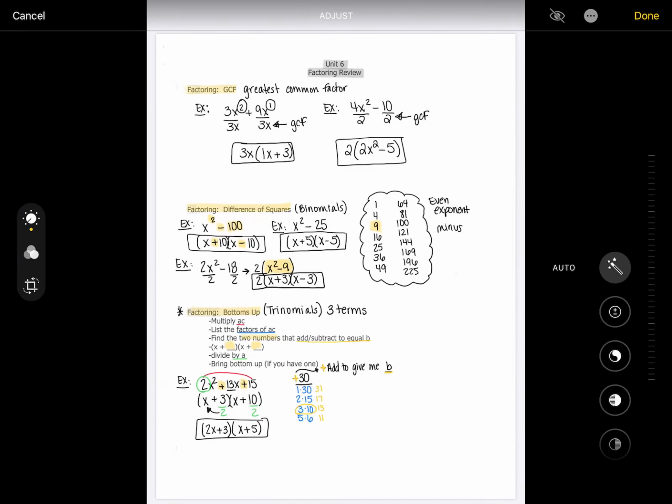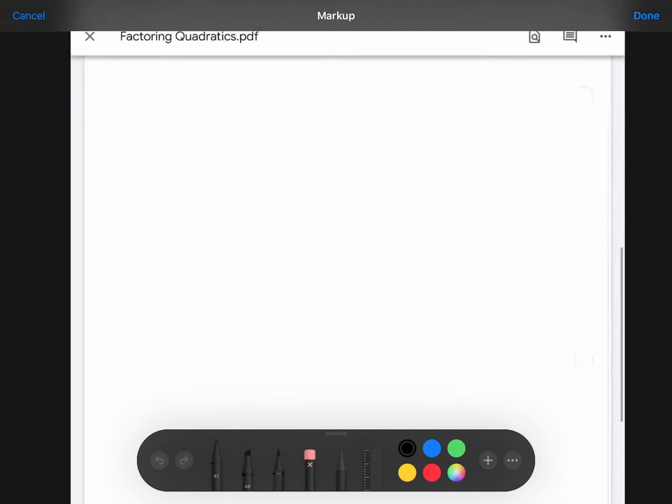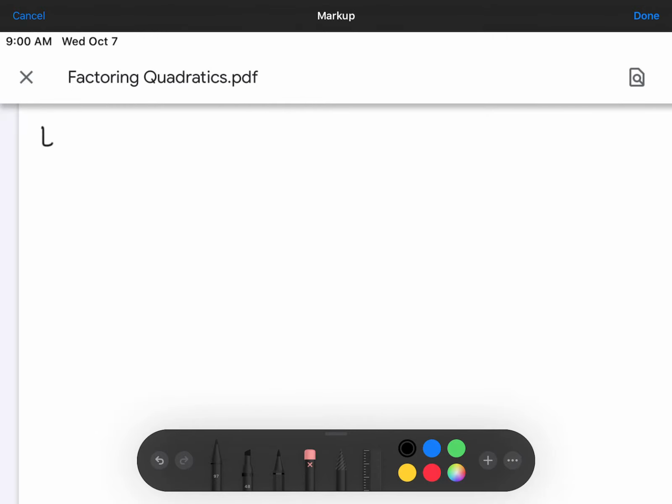So let me get another page set up here. We're going to do some more trinomials. Let's take a look at x plus 3 times x plus 7. So if you want to, you can write this on the back side of your page where you have a blank page. And you can work with me. You can pause the video and give it a try and see if you can do it.